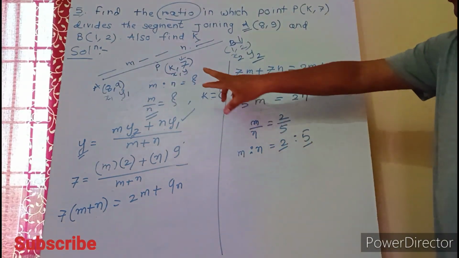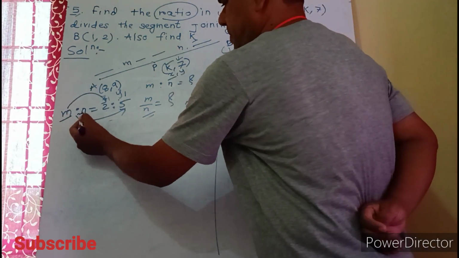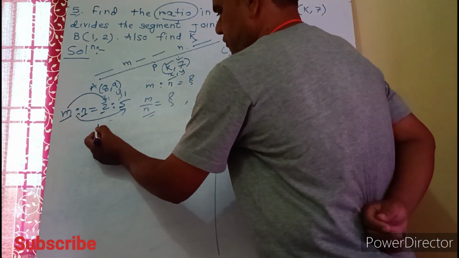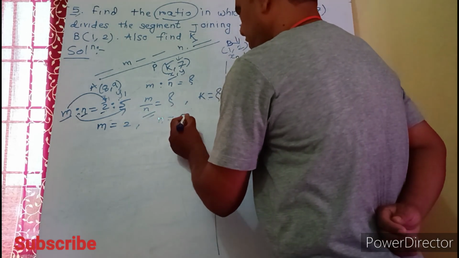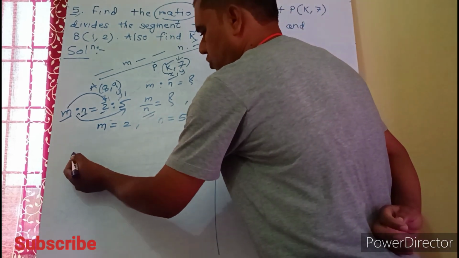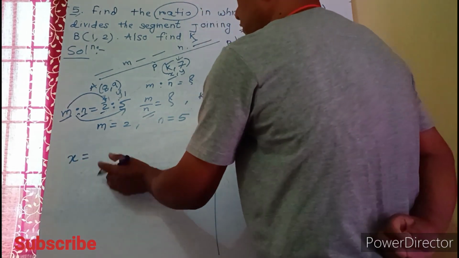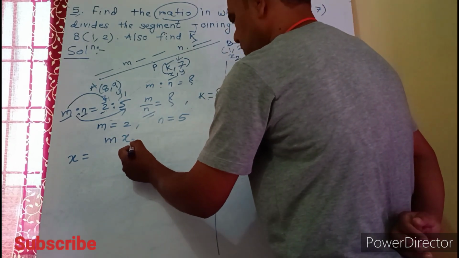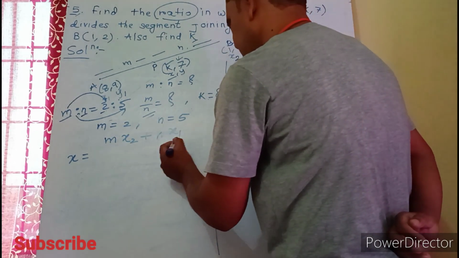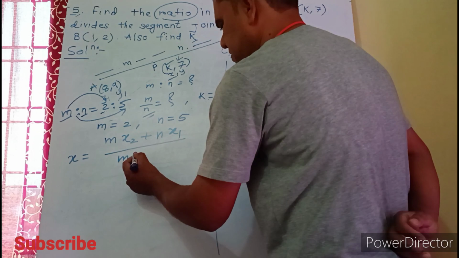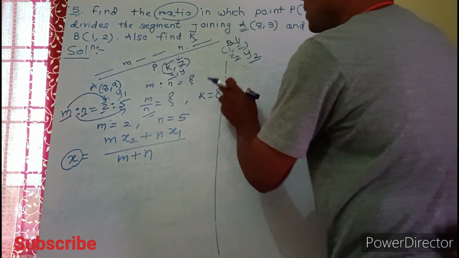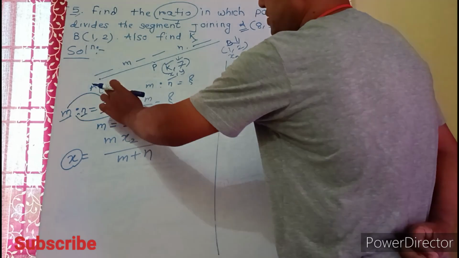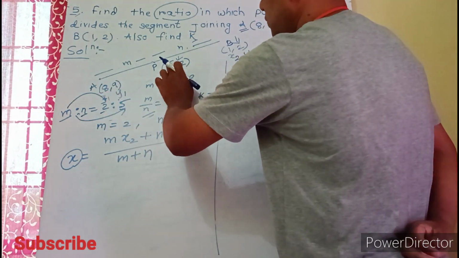Now we have to find the value of k. Then we get the ratio, that is m is to n equals 2 is to 5. It means the value of m equals 2 and the value of n equals 5. Now by the section formula for the x coordinate, x equals (m x2 plus n x1) divided by (m plus n). Now the value of x, that is x equals k.